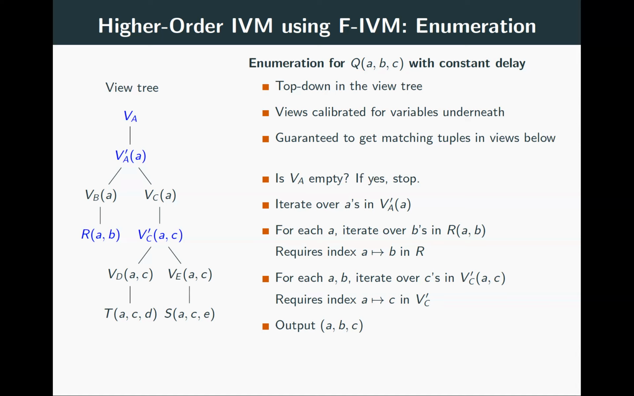In our case, A, B, C are the free variables. If the free variables were actually all of them, then you'd iterate from here, but you also have to iterate from here to get the D's. So you have here an index from A mapping to C. You also need from AC mapping to D and from AC mapping to E. Then you don't get multiplicities from here, but from here, here, and there. Okay, so that's the way we do it. We output a tuple, and then we backtrack to the previous view in the structure.